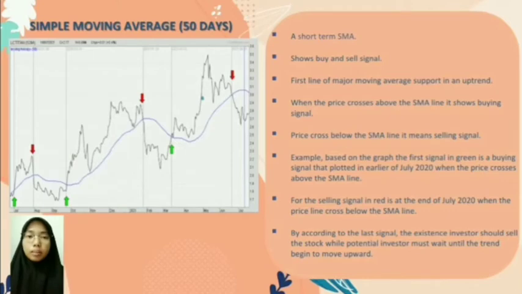It is a short-term SMA. It shows buy or sell signals. It is the first line of major moving average support in an uptrend, and when the price crosses above the SMA line, it shows a buying signal, while when the price crosses below the SMA line, it is a selling signal.